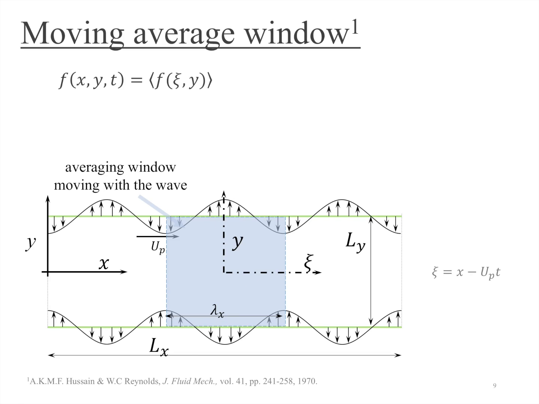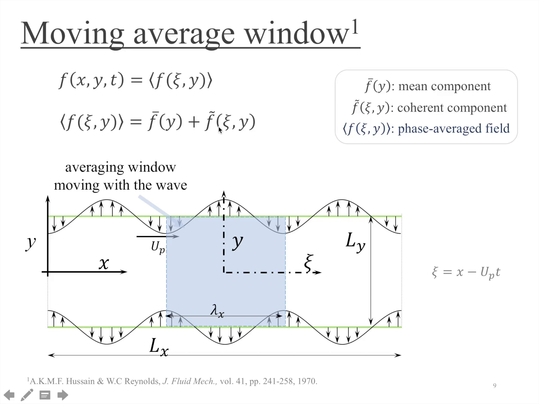All the flow quantities in the new coordinate frame are termed as phase average quantities, and if we average them along the psi direction, we get the mean quantity denoted by f bar. The difference between the phase average quantity and the mean quantity gives us the coherent component. So we have a new coordinate frame psi, y, and any flow variable can now be decomposed into its mean component and coherent component. Here, the coherent component represents nothing but the fluctuation in the flow variable that is in coherence with the applied traveling wave.